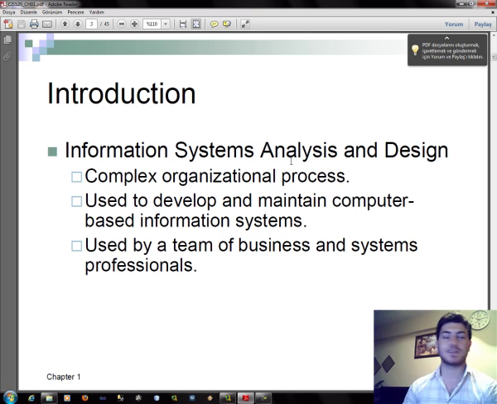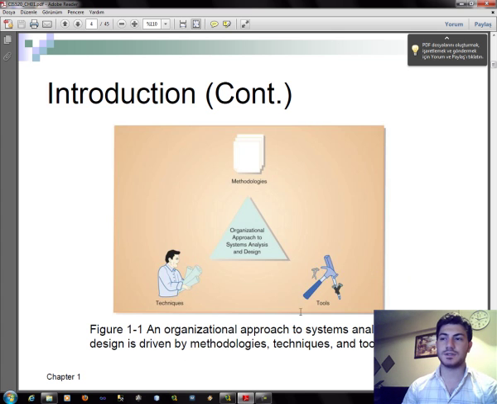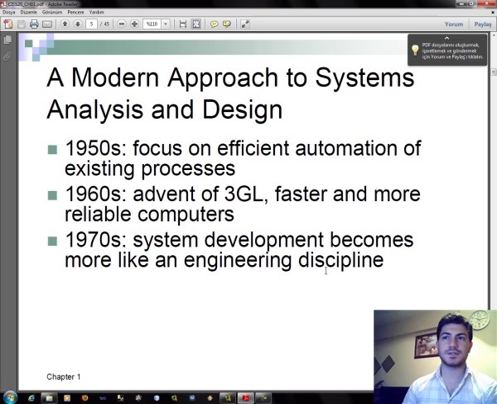Introduction. Information systems analysis and design is a complex organizational process used to develop and maintain computer-based information systems, used by a team of business and system professionals. You see a figure: an organizational approach to systems analysis and design is driven by methodologies, techniques, and tools. Here are the methodologies, the organizational approach to systems analysis and design, and here are the techniques and tools.